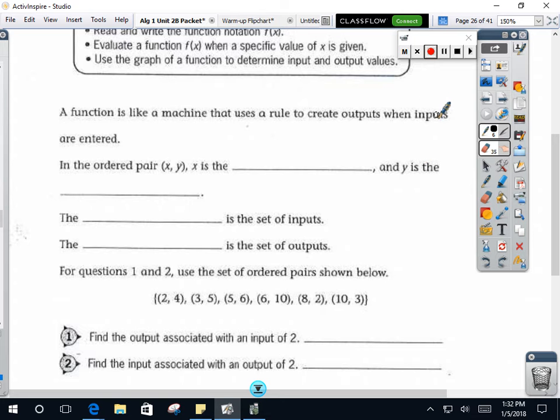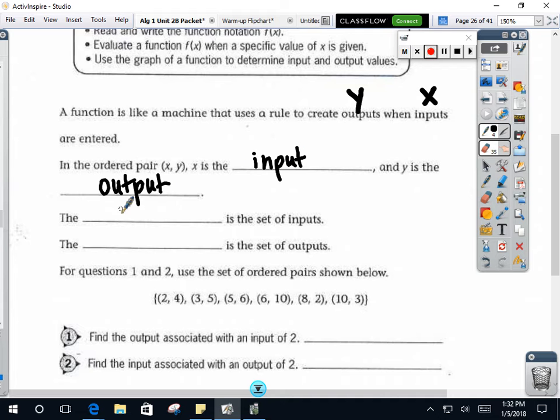Correct. Which one's which? Inputs are x values, which is domain. Outputs are y values, which is range. And that's what the first statement says. In the ordered pair x, comma y, x is the input and y is the output. Okay, it's called the input because you're going to input it into the equation, and what it produces, the answer it produces, is called the output.